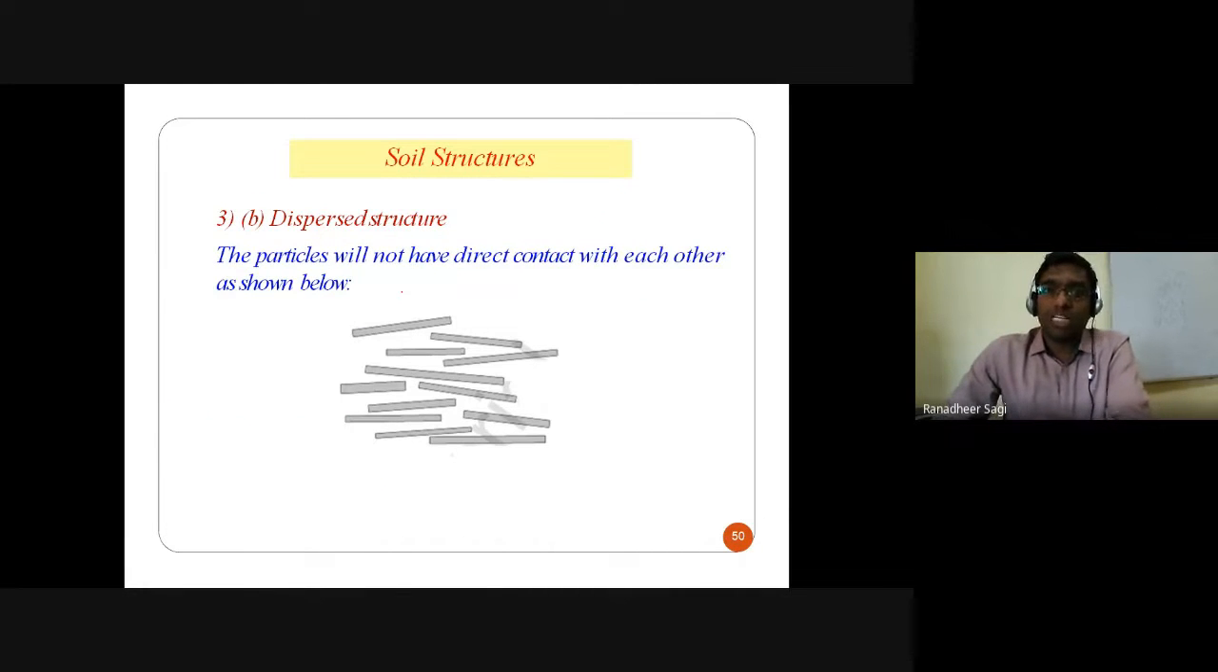And what is meant by dispersed structure? Dispersed structure means one particle will not have a direct contact developed with the other adjacent particle. Rather, what you will see are dispersing forces, repulsion forces, existing between individual particles, because of which one particle tries to move away from the position of the other particles. Such kind of soil grain structure is what we call dispersed structure.